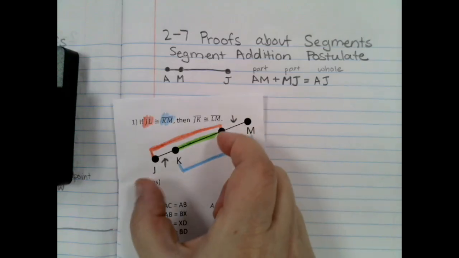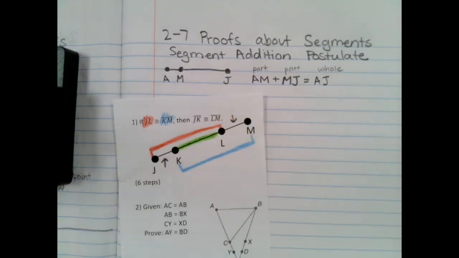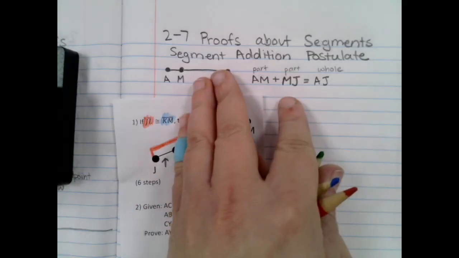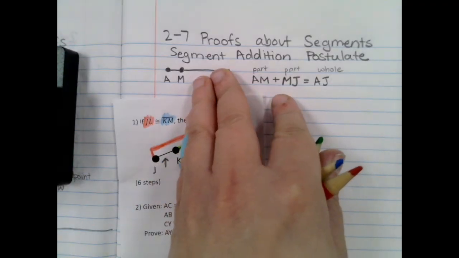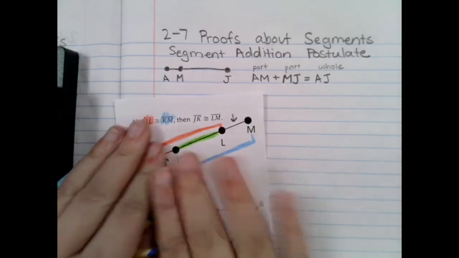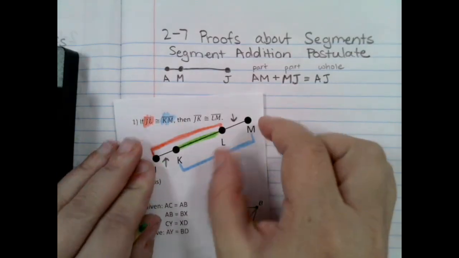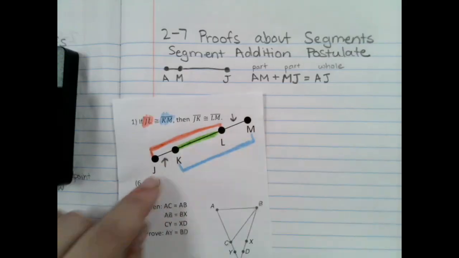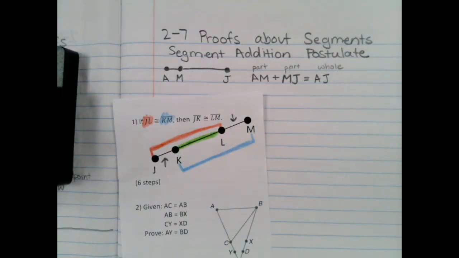So if I know that these two are the same, if I look at that red spot and I take out the green, I'm left with JK. If I look at this part and I take out the green, I'm left with LM. And since they were the same, the parts that are left over, if I'm subtracting the same amount, should be the same also. Okay, so we're going to go ahead and start our proof.